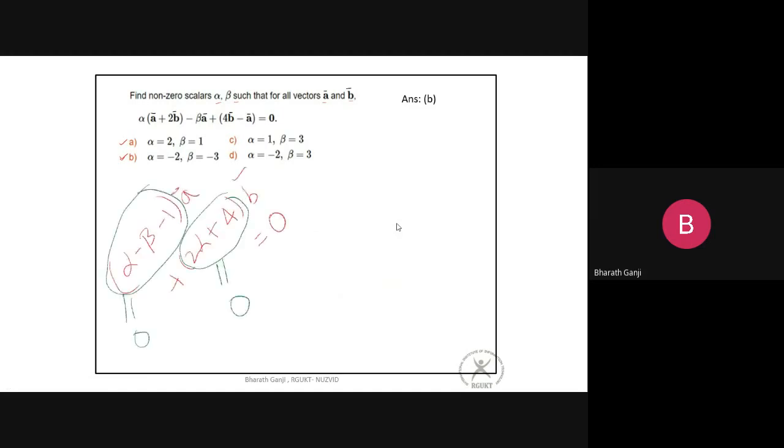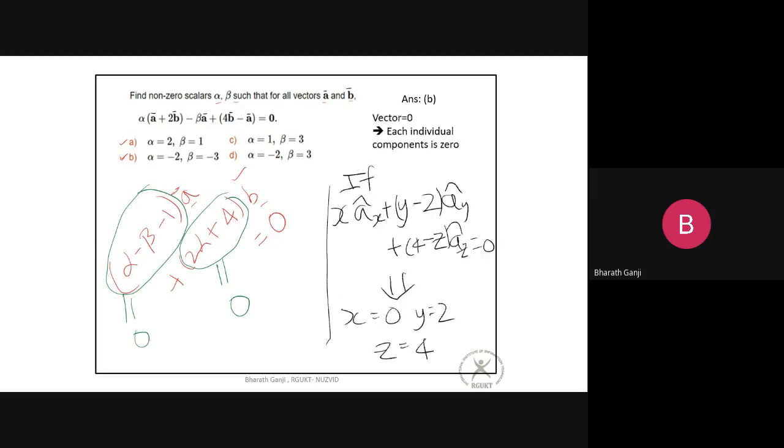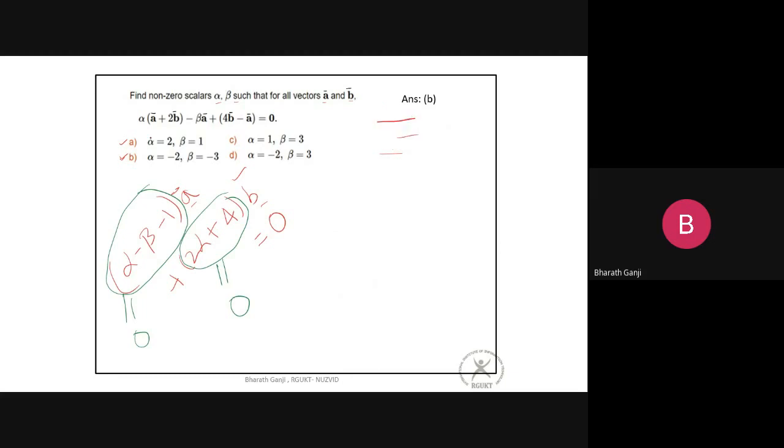So you have to take common factors. Here you take the vector a bar common and the vector b bar common. Then you get alpha minus beta minus 1 as one common factor, and you get 2 alpha plus 4 as another one. So the concept is simple. Whenever a vector is equal to 0, then its individual components should be equal to 0. Here, the whole vector being 0 means, because a bar is not 0 and b bar is not 0, they are non-zero vectors, so the scalars that are multiplying should become equal to zero. So from here you can say alpha is equal to minus 2 from this equation, and from this equation you get beta is equal to minus 3.